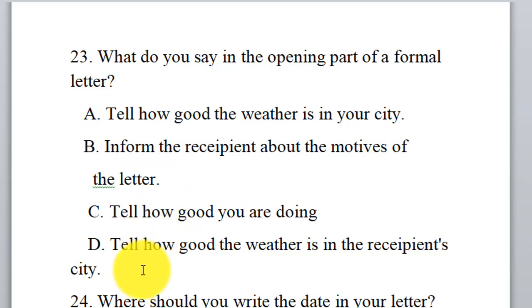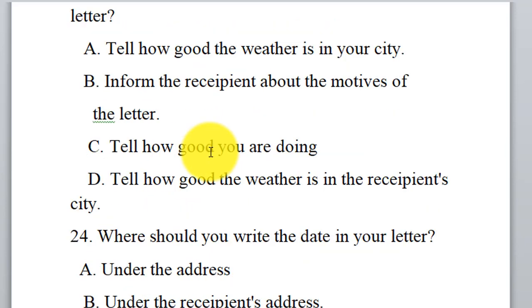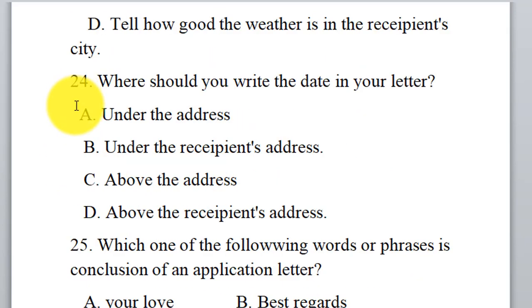So the answer is B. Question number 24 here. Where should you write the date in your letter, please? Where should you write the date in your letter?